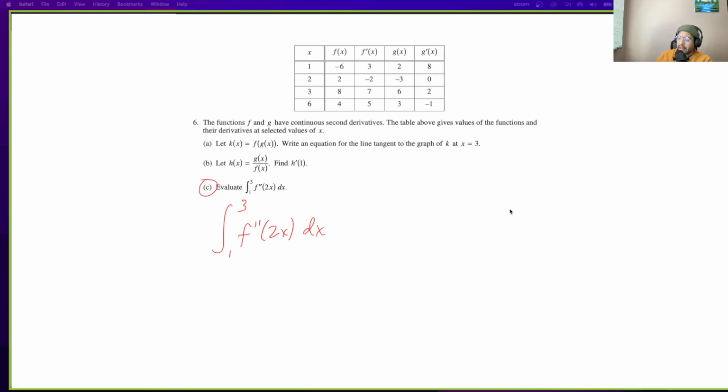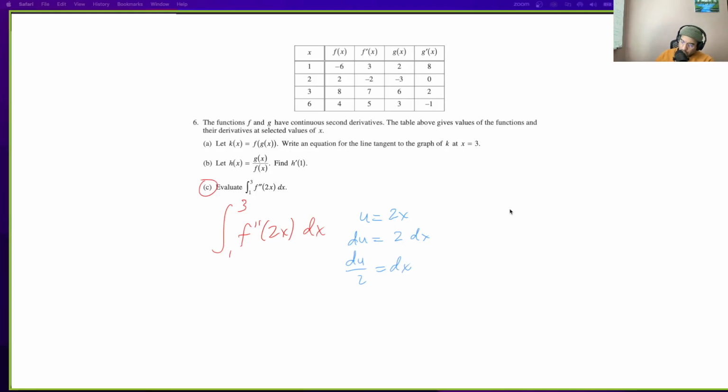So first, let's go ahead. I want to have this all in terms of one variable. So I'm going to use u substitution. u is equal to 2x. That means that du is equal to 2 dx. There's a few ways that people do this, but I like to divide the 2 to the other side. So I get du over 2 is now equal to dx.